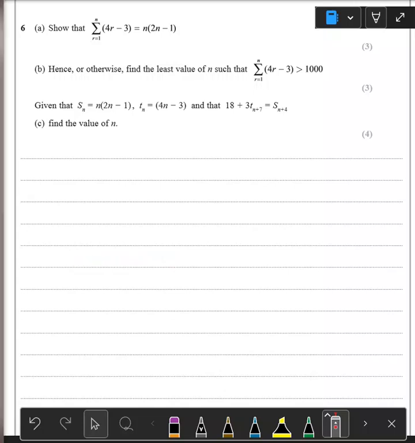Hi, this is SMS and this is question number 6 of June 19 paper 1R. This question is from the chapter Arithmetic Progression.